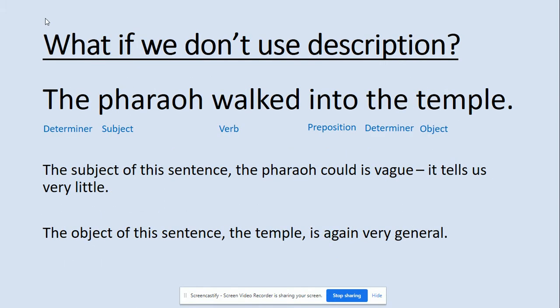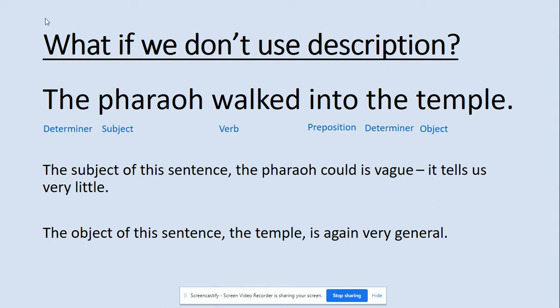What happens if we don't use description? Well, I've got here, the pharaoh walked into the temple. So, just for a little bit of extra grammar, the subject of the sentence is the pharaoh, the verb is walked, and the object, what he's going into, is the temple. Determiners are the, and into is a preposition.